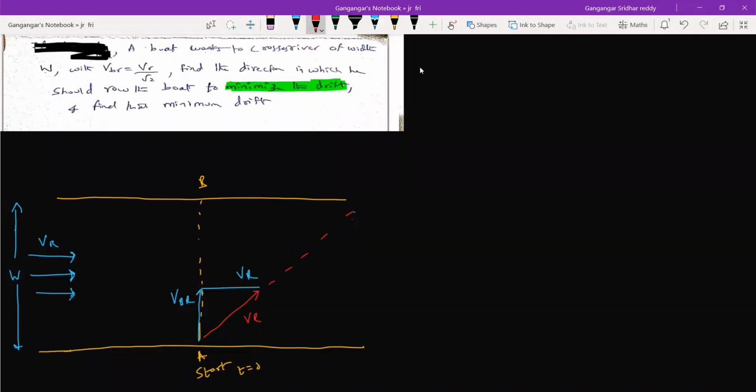Okay, now let him row the boat in this direction. Then the river current will push him like this. Then what about the second situation? He will come here, no?